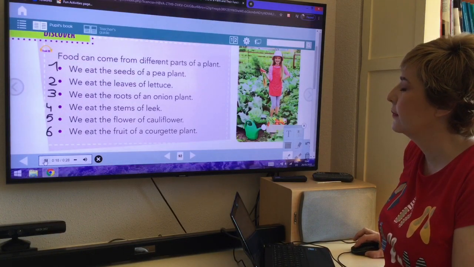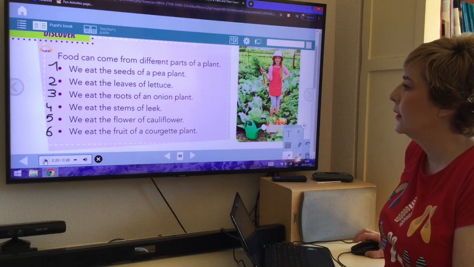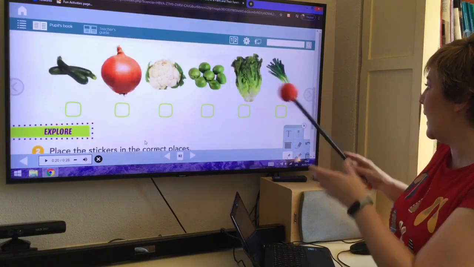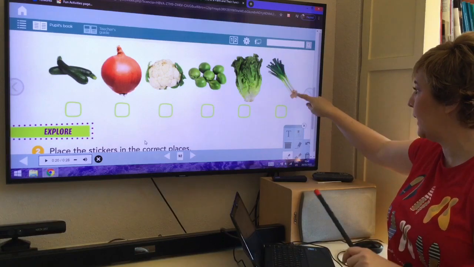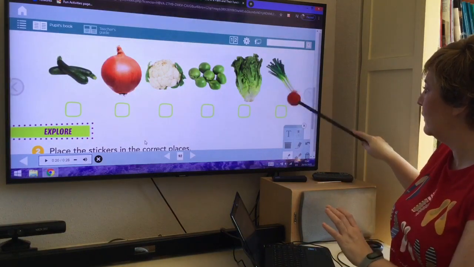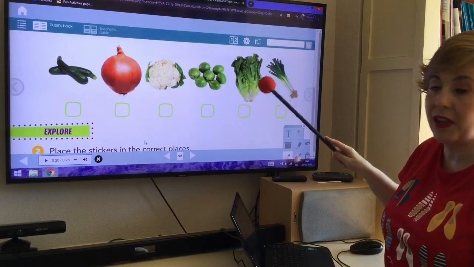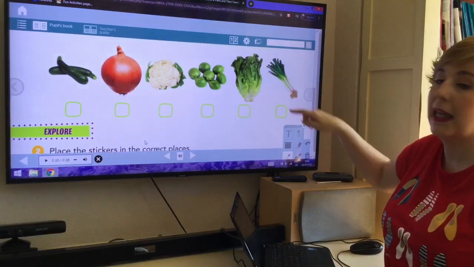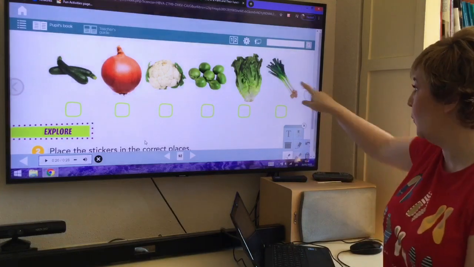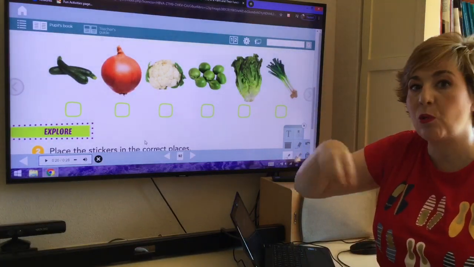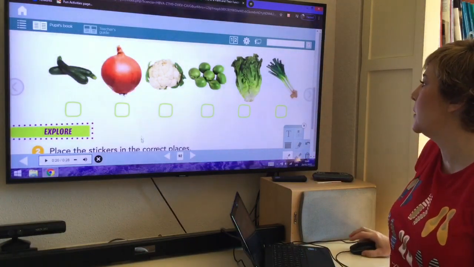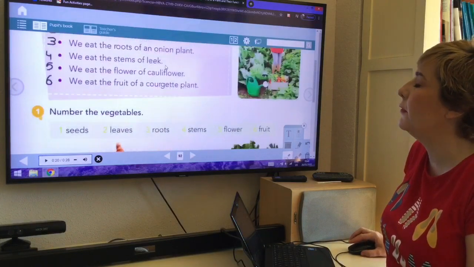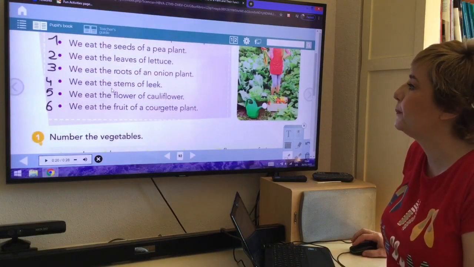We eat the stems of leek. We eat the stems. You see the roots here? All these here, those are the roots. And we eat the stem. We eat the stem, the white part of leeks, and we eat them in creams or purees or in many different foods.